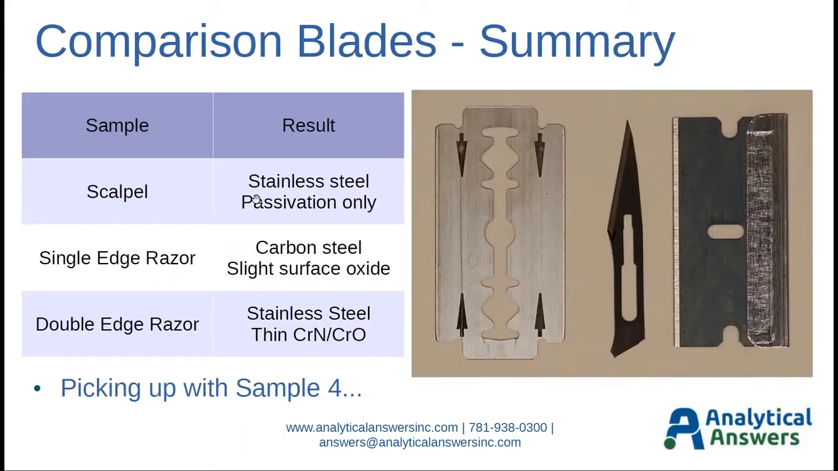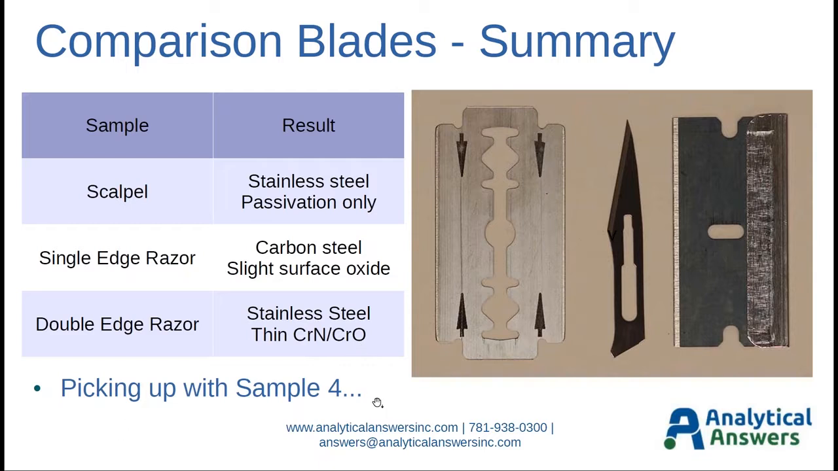So if we just summarize this, the scalpel, again, very sharp, but it was just stainless steel with passivation only. The single-edged razor was a carbon steel with a slight surface oxide, but no coatings to speak of. And the double-edged razor was stainless steel with a thin chrome nitride on chrome oxide.